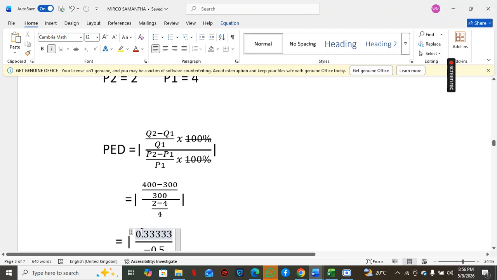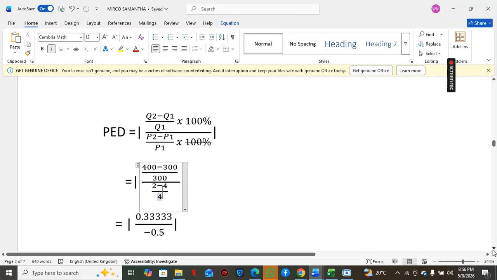This increase from 300 units to 400 units is a 33% increment. The percent change in price: new price, 2 kwacha, minus old price, 4 kwacha, divided by the old price, 4 kwacha. 2 minus 4, that is negative 2. Negative 2 divided by 4, that is negative 0.5. Price dropped by 50%.